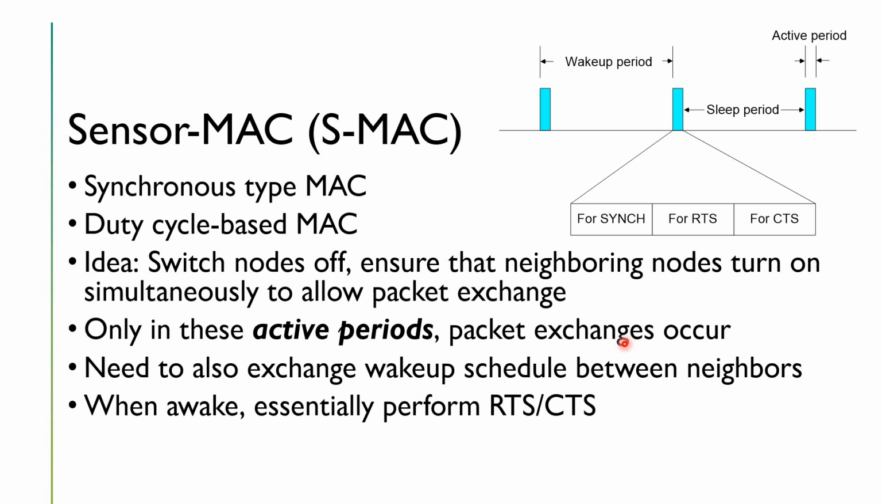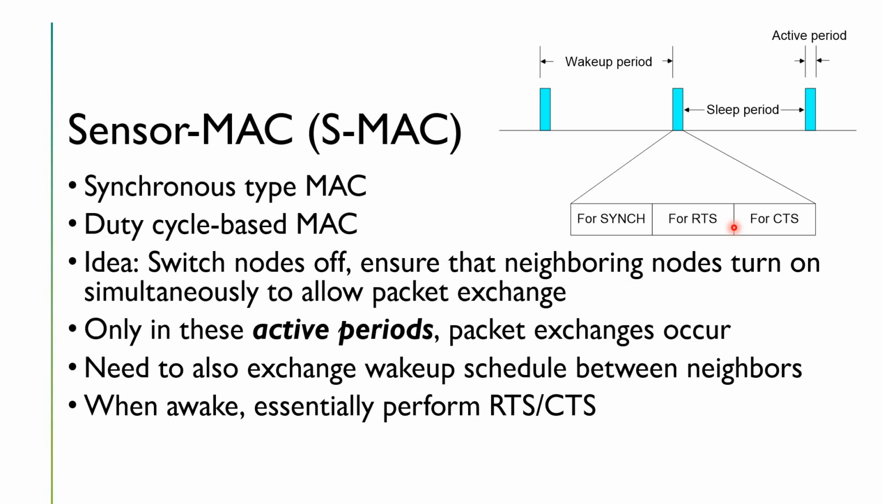Okay, so when the stations are awake, they essentially perform RTS and CTS. Okay, so after RTS and CTS, then they start their communication. So at first what do they do? They use a sync packet to synchronize their time. Okay, and after the sync packet they send an RTS and then a CTS, which is the handshaking protocol, and after RTS and CTS then they start communicating.